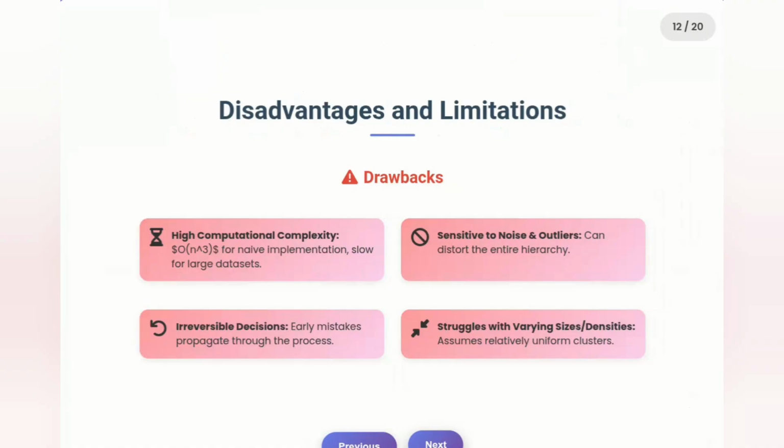It has high computational complexity, O of n cubed for the naive implementation, making it slow for large datasets. It's sensitive to noise and outliers, which can distort the entire hierarchy. The algorithm makes irreversible decisions, so early mistakes propagate through the entire process. It also struggles with clusters of very different sizes and densities.